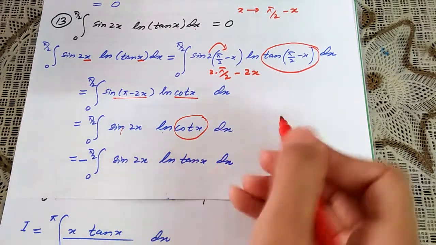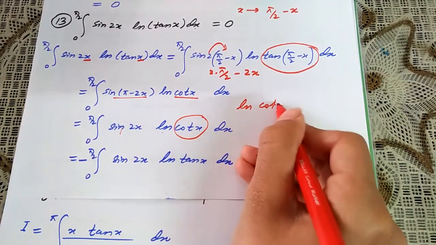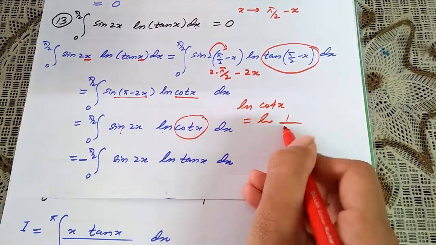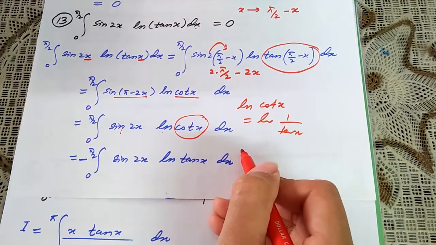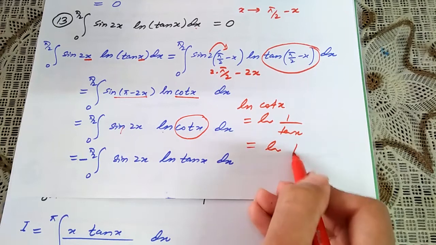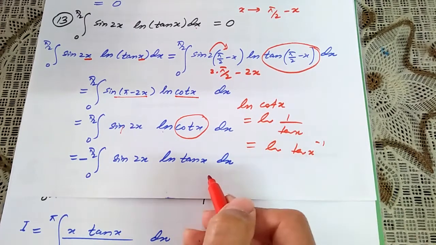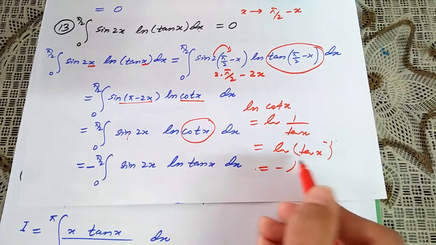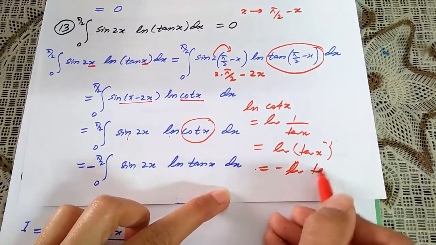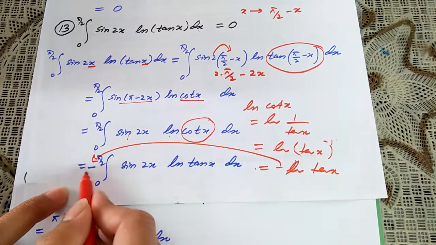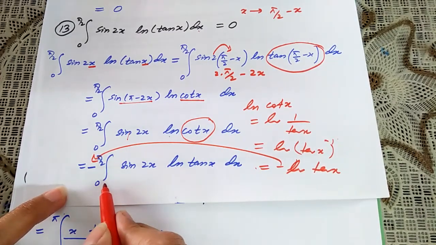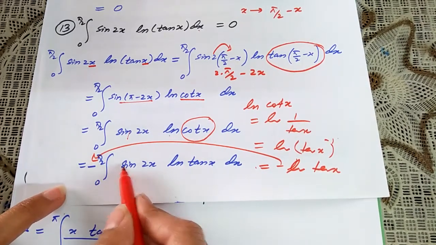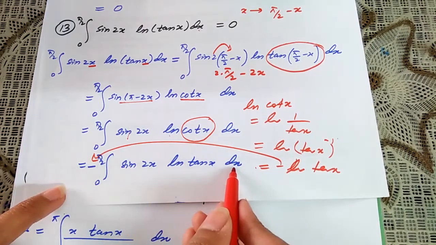This cotangent x, I know this can be written as ln of 1 over tangent x. And this is equal to ln tangent x to the power negative 1. So the power can be moved down and it becomes minus ln tangent x. This negative sign is moved outside, and I have written the limit of integration from 0 to pi by 2 of sine 2x ln tangent x dx here.